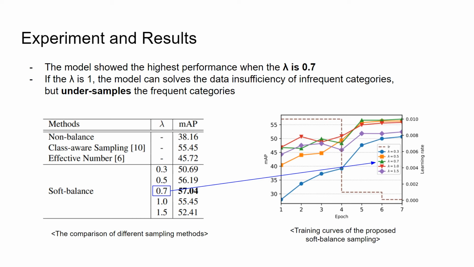Interestingly, when the lambda is 0.7, the model shows the highest performance. Because if the lambda is 1, the model can solve the data insufficiency of infrequent categories, but it undersamples the frequent categories and causes the performance to drop on the former half of the categories.